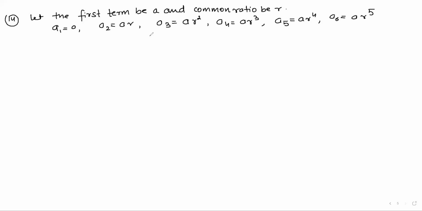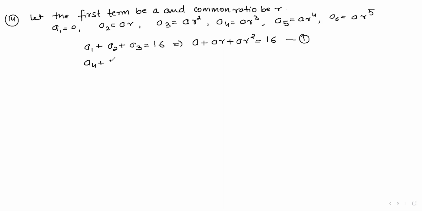The sum of first three terms of a GP is 16. First three terms A1, A2, A3 is equal to 16. So this is A plus AR plus AR square is equal to 16, and the sum of the next three terms is 128. Next three terms means A4.